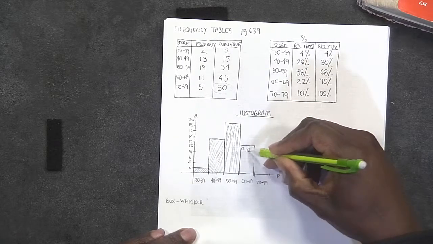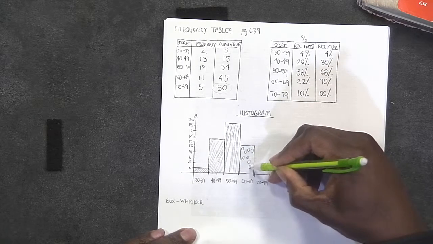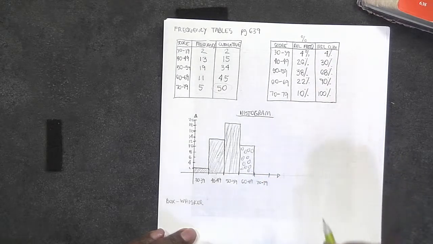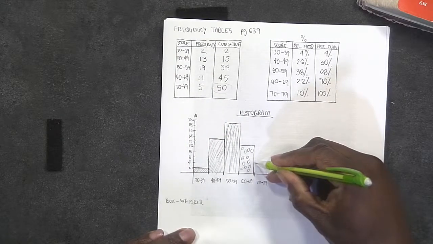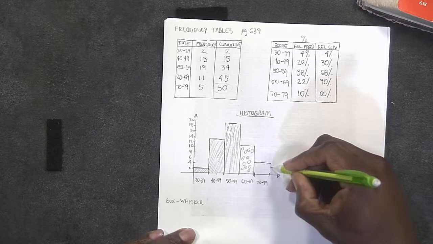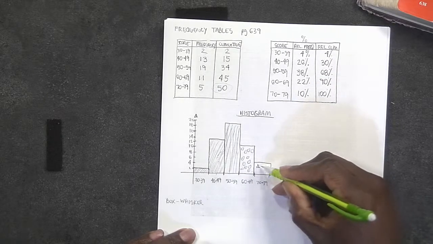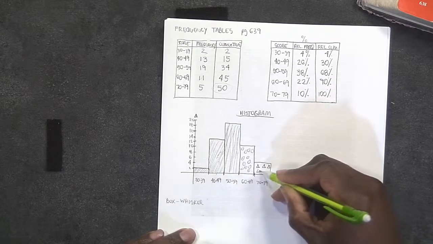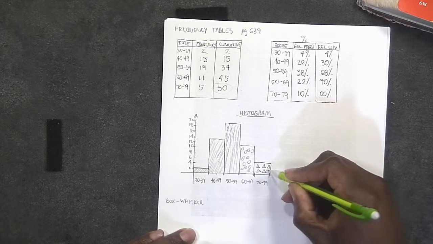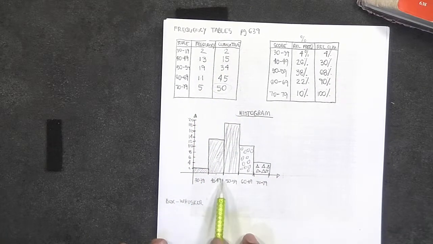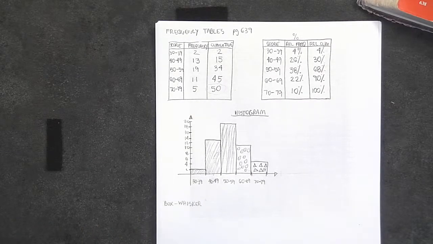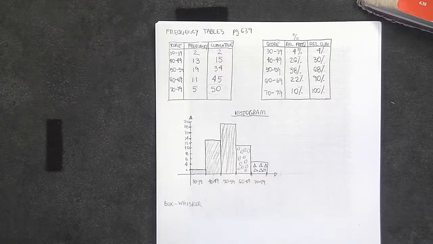All right, just use a different pattern so you can see a definite difference between categories. And then the number of people who score between 70 and 79 is 5. All right, so hopefully you can see how the frequency table really helps you organize your data, and it really helps you to draw your histogram rather easily. All right.